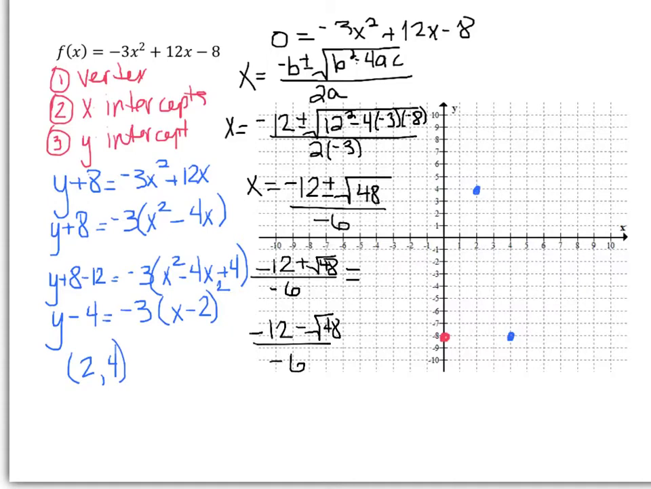When I do this, I get 0.845. We'll just call that 0.85. And here I get 3.15. So when I graph these, 0.85 I can just sort of estimate is kind of there. 3.15, that's going to be kind of close to 3. It doesn't have to be perfect. But remember that when you graph these, parabolas are curvy.